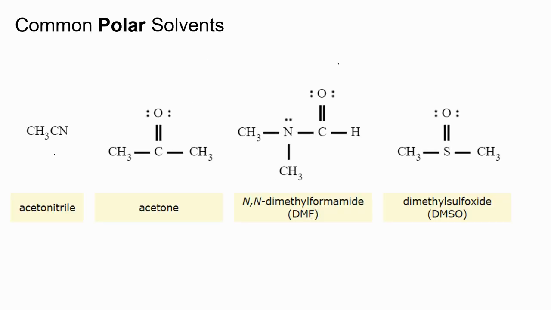And then these are some really common polar solvents. So the one on the left is called acetonitrile. We've already seen acetone. This middle one, N,N-dimethylformamide, is also called DMF. That's a pretty common one I've used. I think I've used all of these. And then the last one is DMSO.